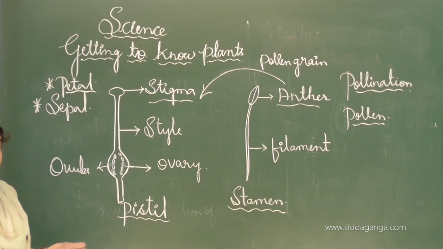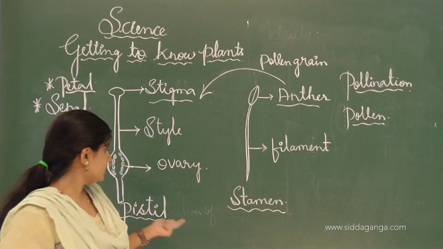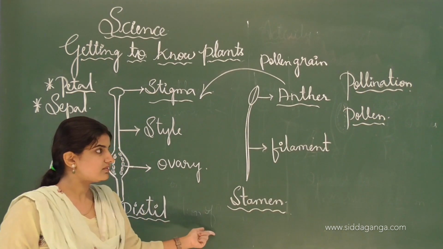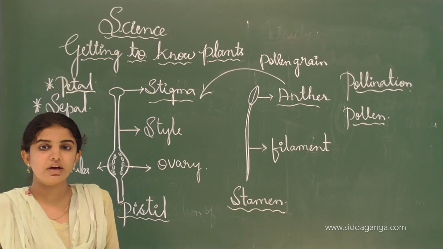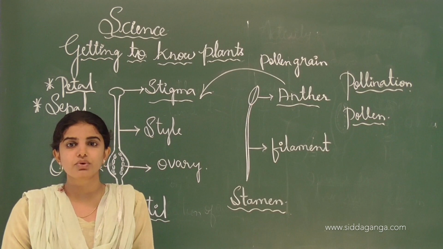See, this is all about the flower and the reproductive parts of a flower, that is the pistil and the stamen. See, this is all about today's class. In tomorrow's class, we will discuss some more concepts.